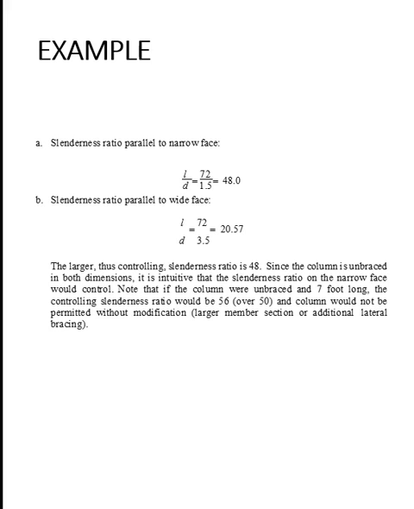If the column were unbraced and 7 feet long, the controlling slenderness ratio would be 56, and that'd be over 50, and you couldn't permit that at all without somehow modifying it, and that would be by using a larger member section or additional lateral bracing. All right.